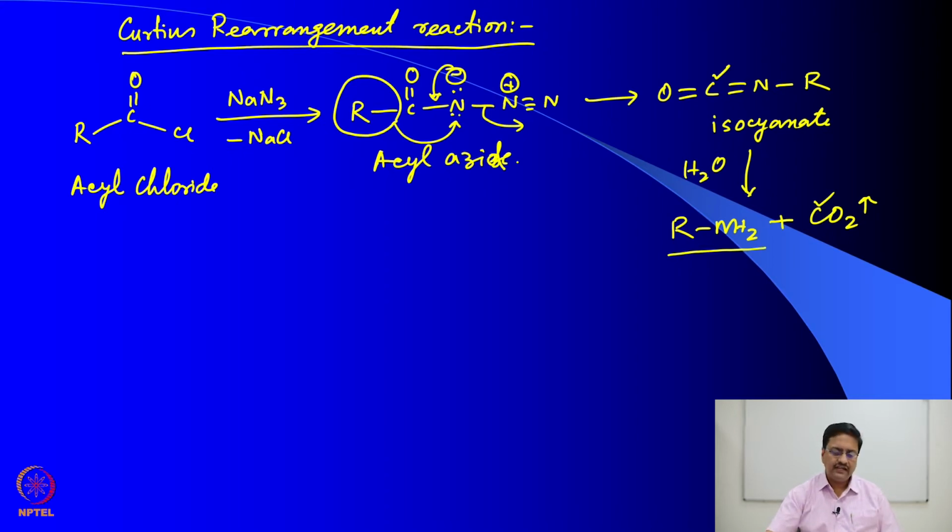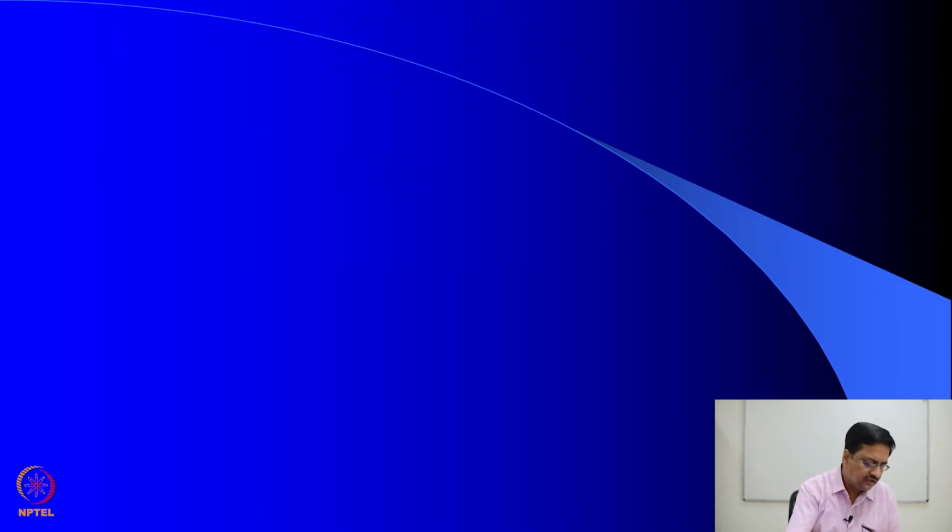So, what we see is that all the three Hofmann, Lossen and Curtius rearrangement reactions take place on three different types of substrates: amides, hydroxamic acid and the acyl azide to form a shortened amine. So, these reactions can be used to synthesize various organic amines in the laboratory. Now, let us try to see the reaction mechanism of another very important rearrangement reaction called the Beckmann rearrangement reaction.